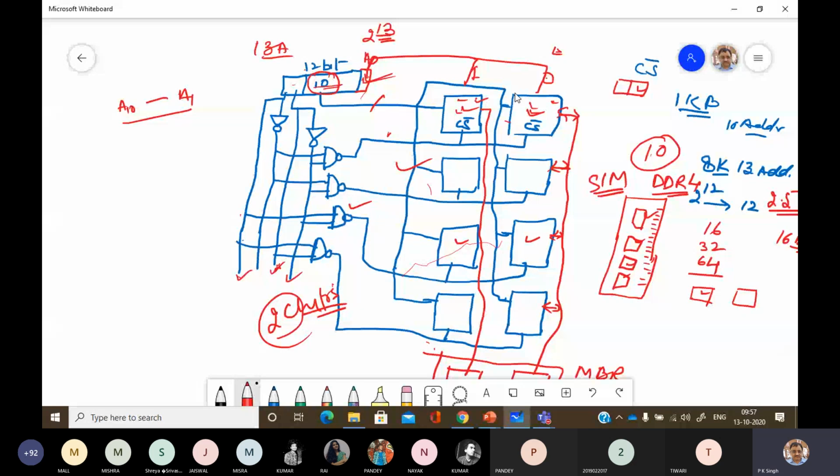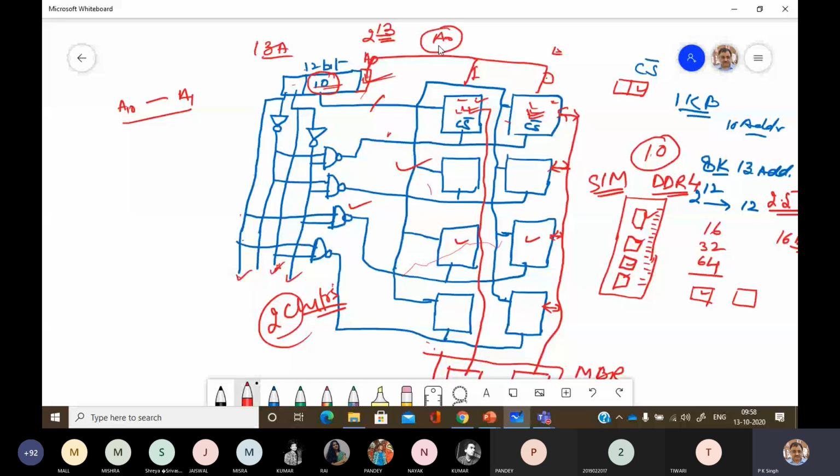Okay, for that we have a mechanism, and our processor has support for this, that we will discuss. So we can read 1 byte from here and 1 byte from here, because both chips are selected and addresses are selected. This A0, we are not considering the significance of A0.